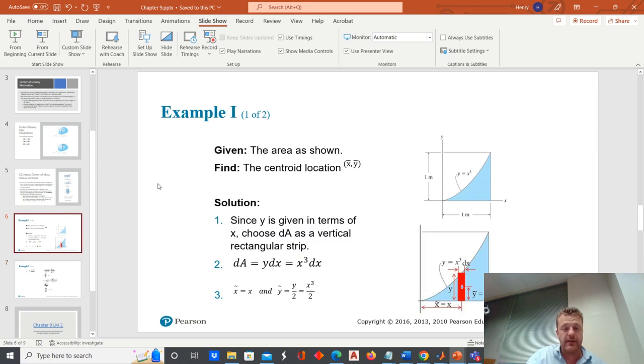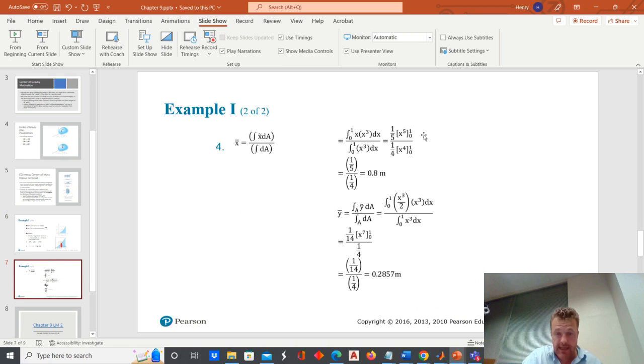Now, why is that integration interval from 0 to 1? Well, notice that the actual area that we're trying to find the centroid of has an x value that ranges from 0 to 1. So that's what I'm integrating over in this case. And just follow through with your integration, and you'll find that the centroid x bar is 0.8.